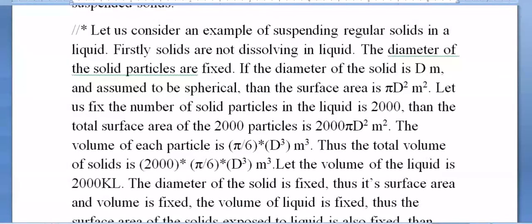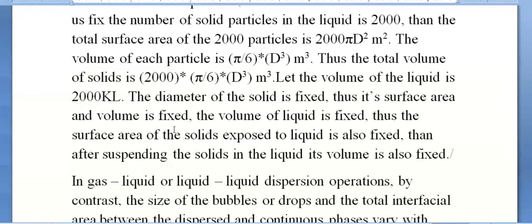What is this, sir? The volume of each and every particle. Very good. Next point. Thus, the total volume of the solids: again, how many particles are there? 2000. So hence 2000 into pi by 6 into d raised to 3. Let the volume of the liquid be 2000 kiloliters. Okay, this is the volume of the liquid inside the tank. That is important. This is also given to us.